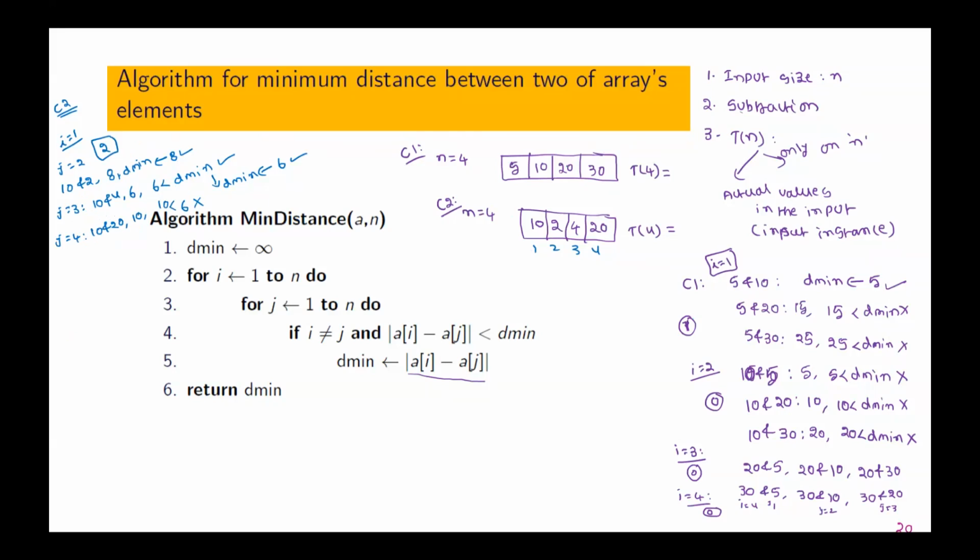Why? Because in this entire instance, only one time T of 4 is 1. Here it is greater than 1, or we can say it is not equal to 1. That means input size is 4 only, but the number of times that operation is performed is varying. Earlier, in whatever examples we considered, there was no such problem. But here, we are not able to calculate exactly.